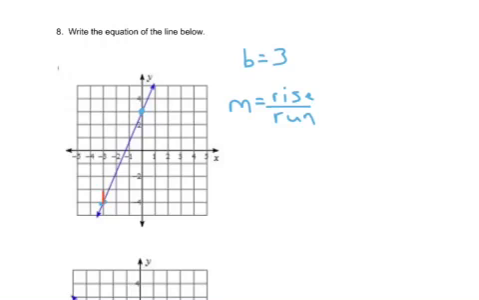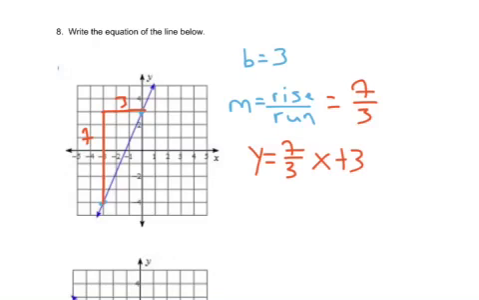So I am rising 1, 2, 3, 4, 5, 6, 7, and I'm running 1, 2, 3. So my slope would be 7/3. Like I said, if it does not divide nicely, keep it in fraction form. So my equation would be y equals 7/3 x plus 3.